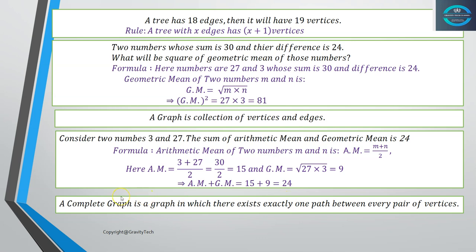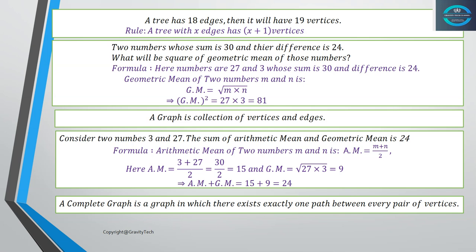Now a complete graph is a graph in which there exists exactly one path between every pair of vertices. If you have a graph, let's say with any number of vertices, between every two pairs there must be one edge.